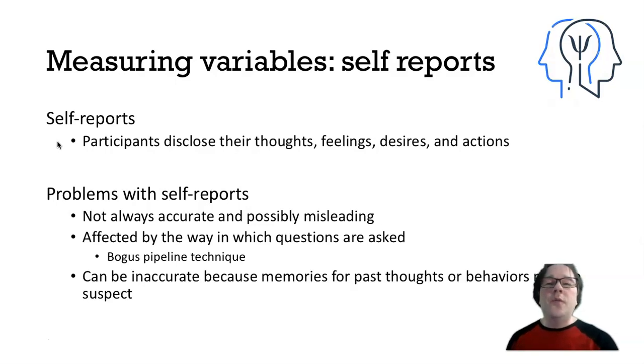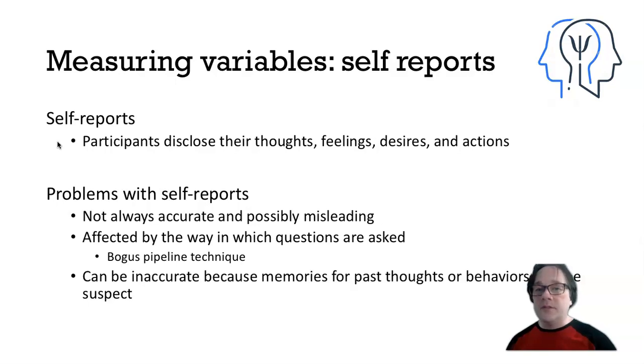Okay. So once we have our operational definitions for the variables we're interested in studying, we got to determine how we're going to measure these variables. The most popular way to measure variables in psychology, and particularly in social psychology, is through self-reports. So we give people a questionnaire or a survey to complete, to ask them what are their thoughts, their feelings, their desires. We could even ask them about their behaviors.